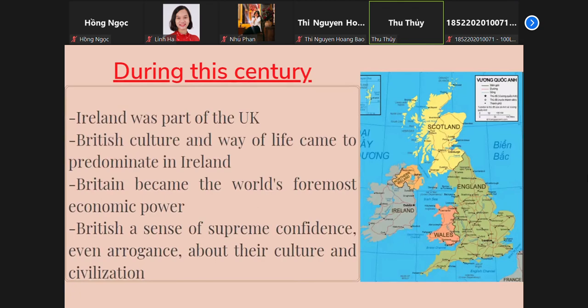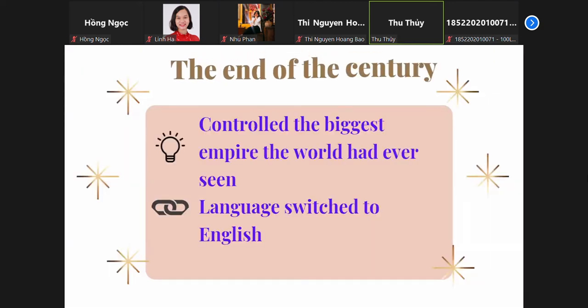During this century, Ireland became part of the UK itself, and British culture and way of life came to predominate in Ireland. During the century, Britain became the world's foremost economic power. This, together with long years of political stability unequaled anywhere else in Europe, gave the British a sense of supreme confidence, even a cockiness about their culture and civilization. At the end of the century, it controlled the richest empire the world has ever seen.